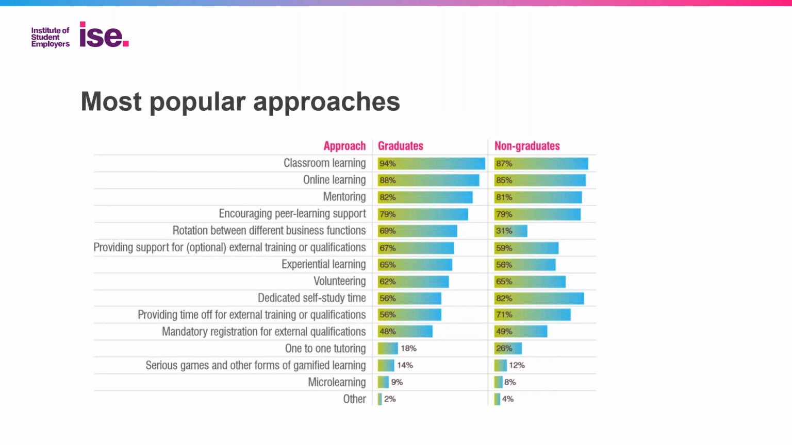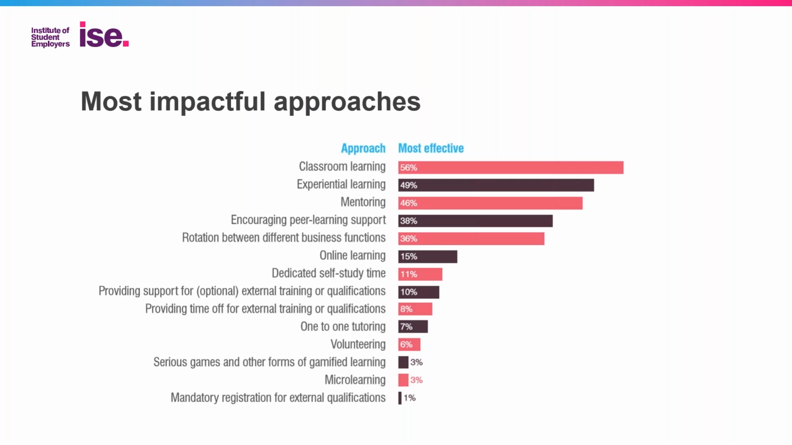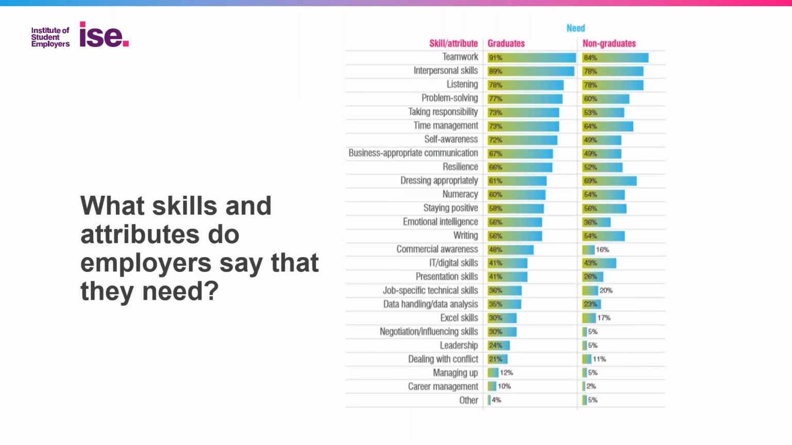If we think about how people are training them, they're using quite a wide range of different techniques and approaches, so classroom learning, online learning, mentoring, and so on. And the approaches are broadly similar for graduates and non-graduates, but there are some things that are more popular for graduates, so rotations in particular. If we look at what people thought were most impactful, we see that people think classroom learning, experiential learning, mentoring, and so on were most impactful. And there are some things that are less popular in terms of being seen as impactful than they are in terms of being commonly used. They tend to be things like online learning and the use of qualifications as part of the training programs.